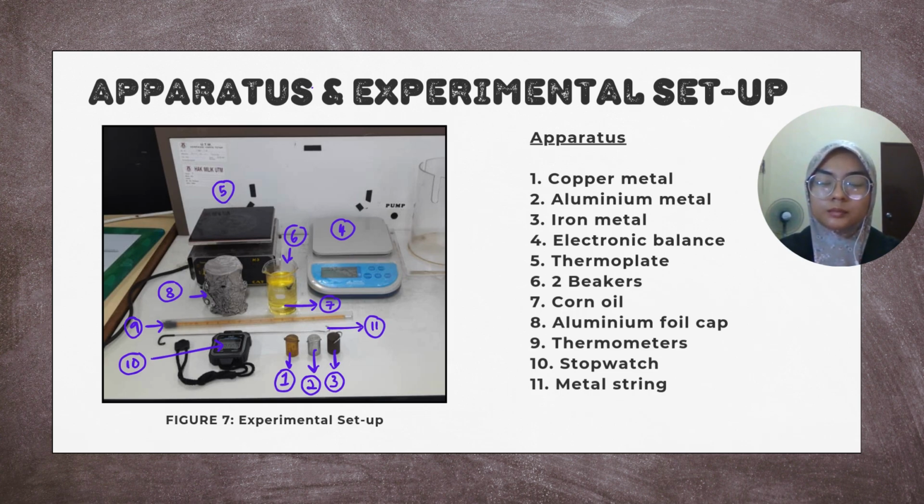So here are our apparatus. We have three different metals. The first one is the copper, aluminium, and also iron. And then we have the electronic balance, thermoplate, two beakers. We also use the medium, which is corn oil. We have the aluminium foil cap, the thermometers, stopwatch, and metal string.